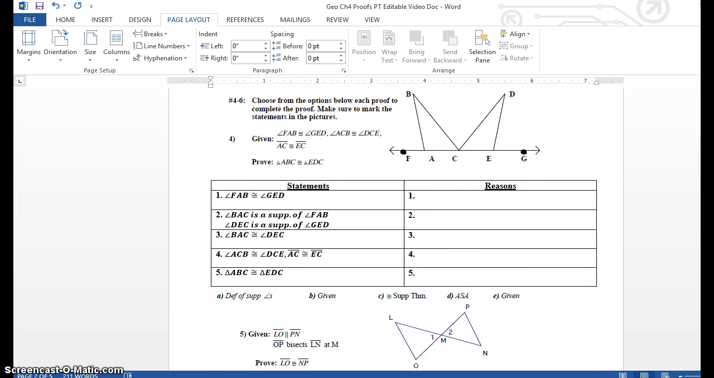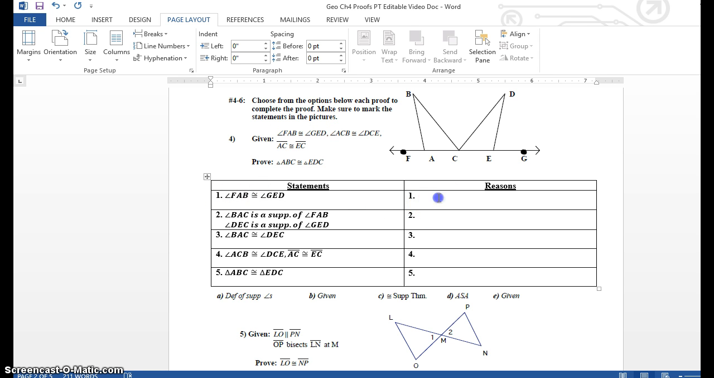So now we're moving on to the proofs. Now the proofs aren't too bad. These first few are actually multiple choice, so that makes things really nice. When we're looking here, let's try and match up statements. I look right here at my given, and I make sure that I start off with something from my given. I start off with the first part.